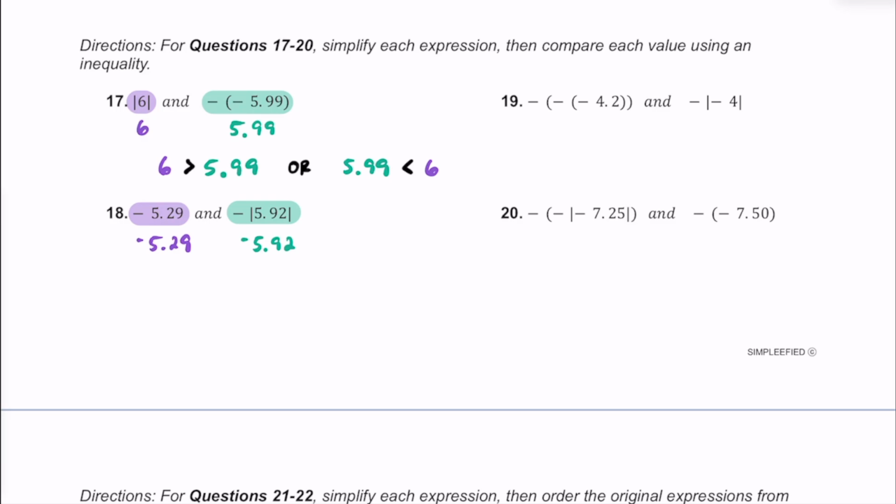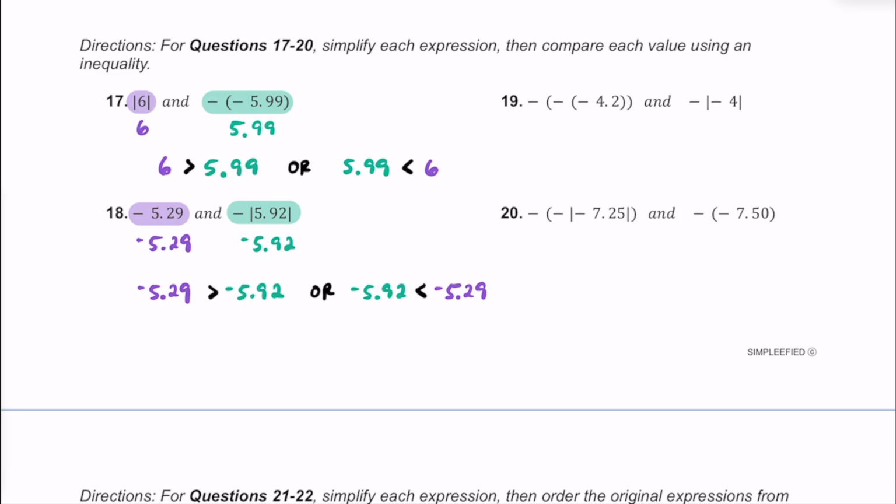All right, so how are we going to go ahead and compare this? Well, we could say something along the lines of negative 5.29 is going to be bigger than negative 5.92, because it's closer to 0, or more to the right on the number line. And another way you could say this is that negative 5.92 is less than negative 5.29, or it's more to the left on the number line.